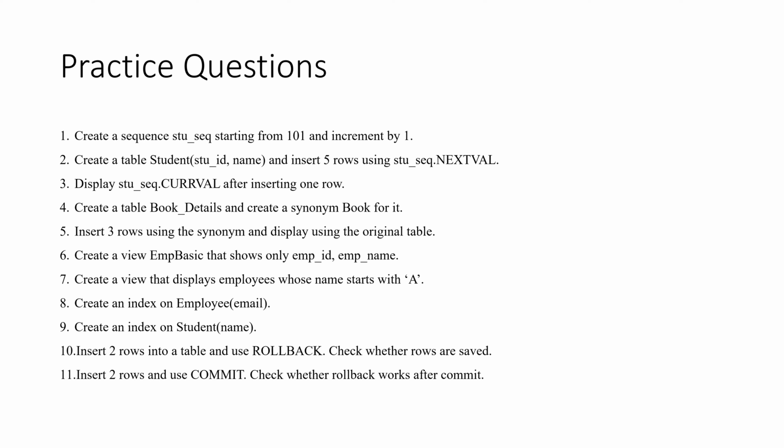To conclude, today we learned about important DBMS database objects. Synonym gives another name to an object. Sequence generates unique numbers. View acts like a virtual table. Index improves search speed. Savepoint, rollback, and commit help us to manage transactions safely.